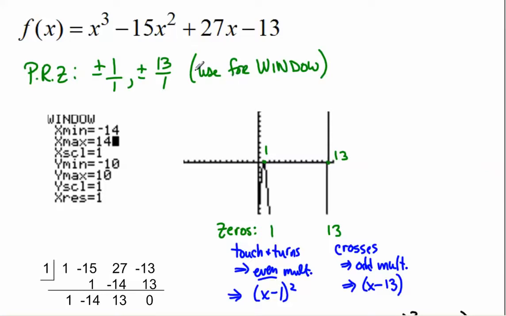We know that possible rational zeros are factors of this last guy over factors of this first guy. Well, the factors here are going to be 1 and 13. Factors here would be 1, so 1 over 1 or 13 over 1, plus and minus in both cases. What I'm going to do now is use that to help me when I'm graphing to use a large enough size window. So I'm going to put negative 14 to 14 for my x's, so I go just beyond my possible rational zeros.